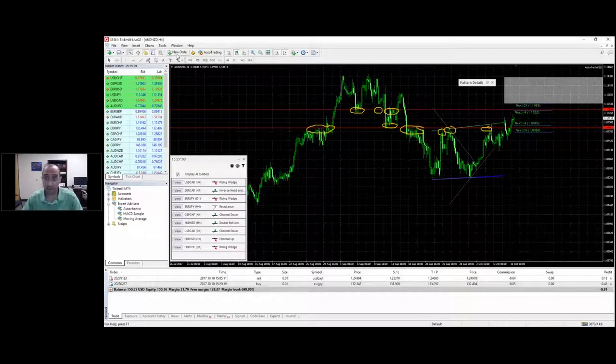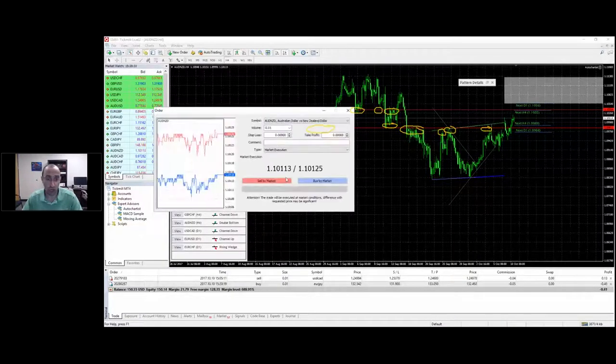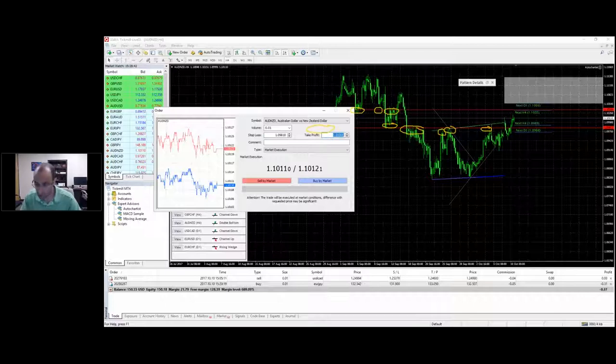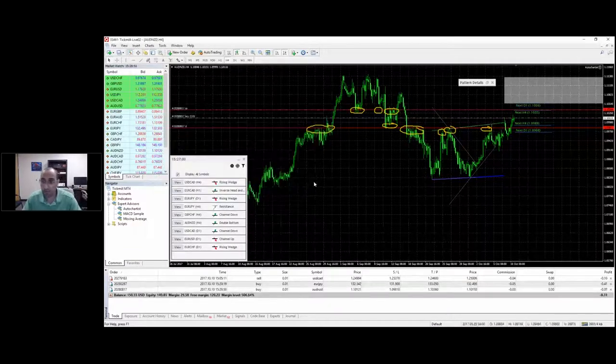1.0981, and I can set my take profit at 1.1036, and I can buy, and there we go, my entire position is in the market, and I'm in the market now on three different trades.